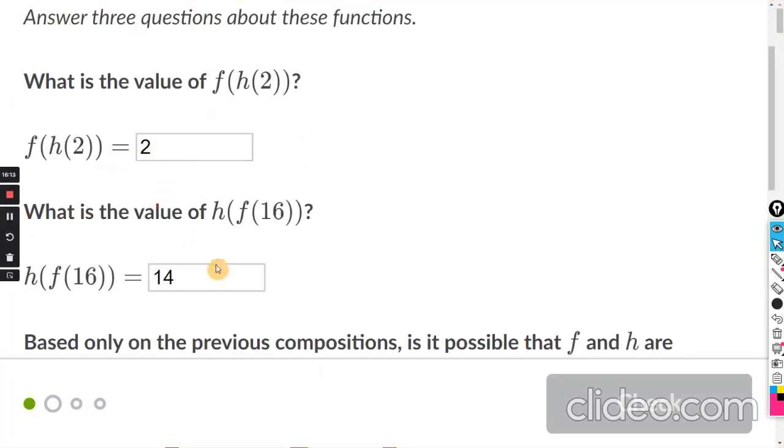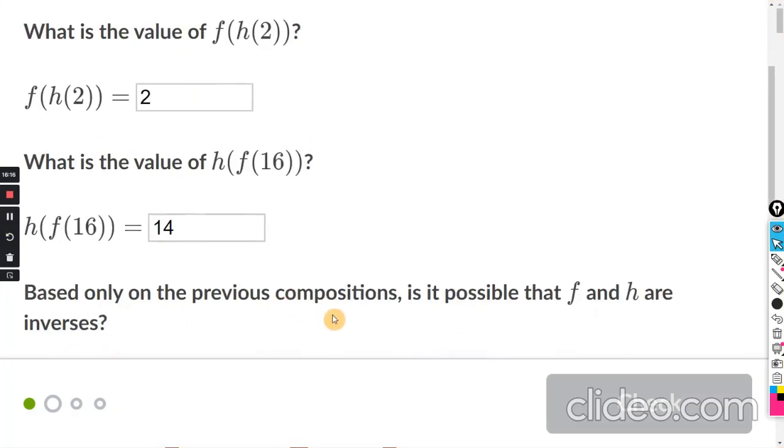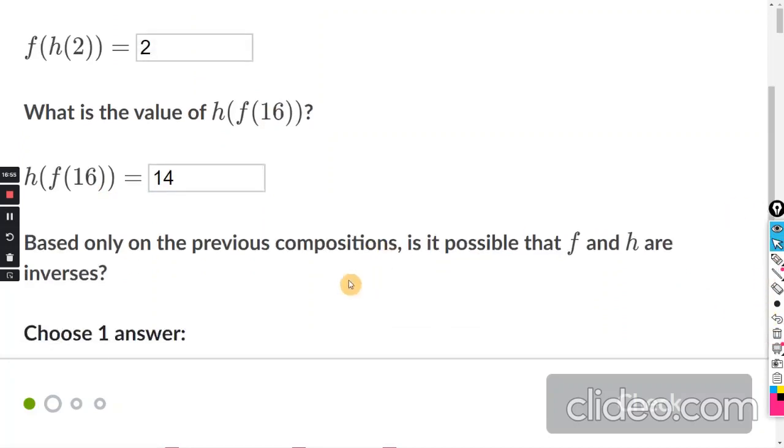Okay, so we have answers of 2 and 14. Based only on the previous compositions, is it possible that f and h are inverses? Well, the answer is no. Okay, it's not possible. Because this right here would have to been 16. Okay, now if this were 16, then the answer would be yes, it's possible. It's not definite because we only plugged in 2 values, okay? We didn't prove it for all values of x. But see here, we already proved it's not even possible because it's not true for this value of x right here. So the answer is definitely no, it's not possible.